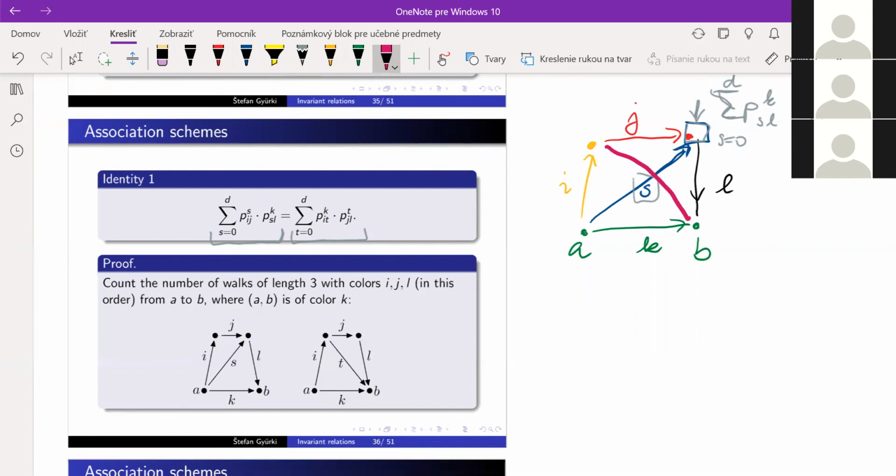And I can play the same game in other way, that first I will count the number of such vertices that from A to B I can go on 2 steps using color I, and after that using any color T. And similarly as here, I will after that count the number of triangles over the color T where the first dart is of color J and second is of color L. So by this reasoning, I can easily obtain that this identity is really valid.